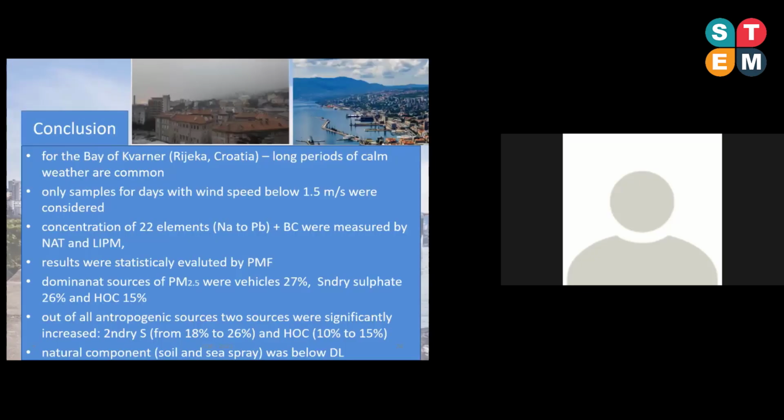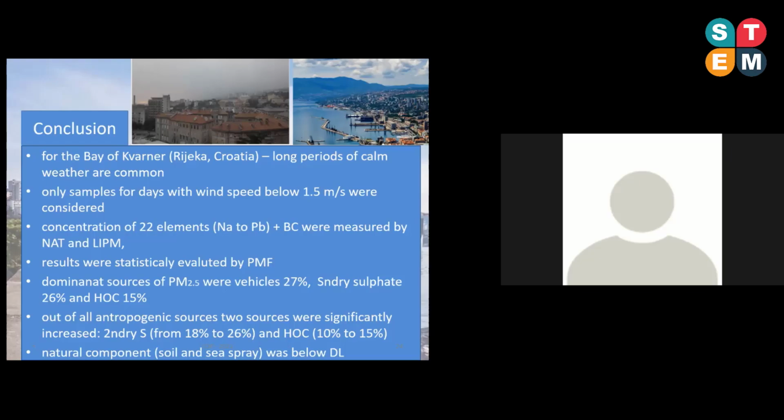Conclusion. For the Bay of Kvarner, where the city of Rijeka is located, long periods of calm weather are common. To identify and characterize local air pollution sources during those weather conditions, only samples for days with a wind speed below 1.5 meters per second were considered. We obtained 22 elements. We used nuclear analytical techniques and laser integrated plate method.